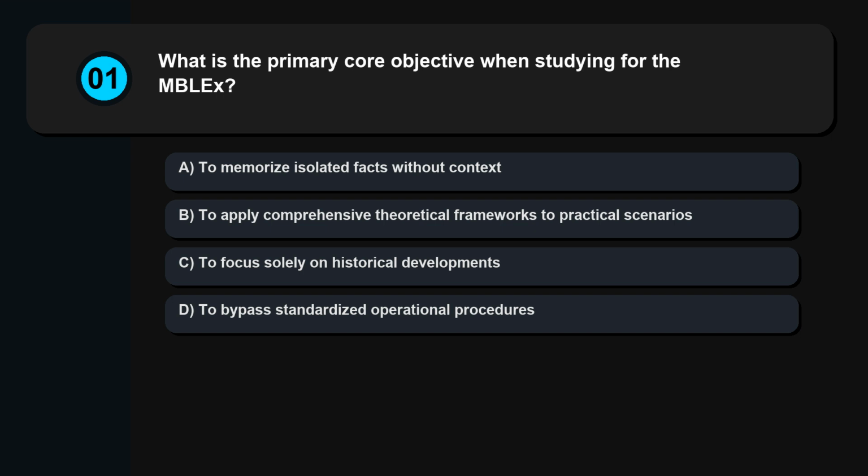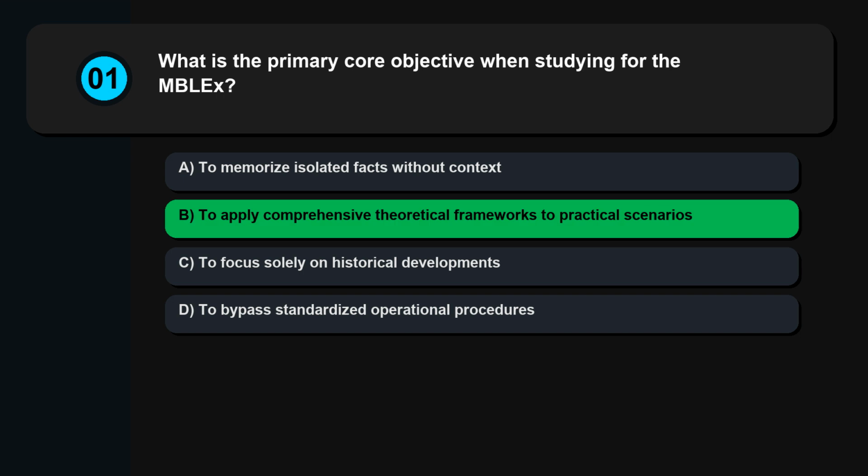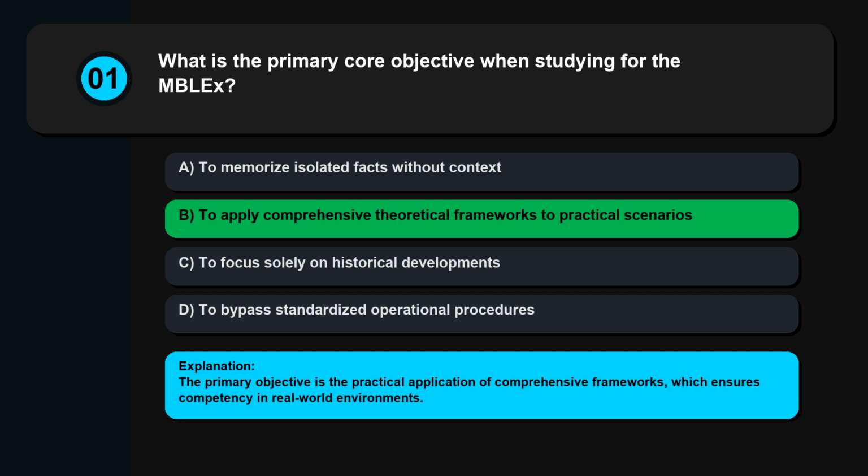Question 1. What is the primary core objective when studying for the MBLEx? To memorize isolated facts without context. To apply comprehensive theoretical frameworks to practical scenarios. To focus solely on historical developments. To bypass standardized operational procedures. The primary objective is the practical application of comprehensive frameworks, which ensures competency in real-world environments.